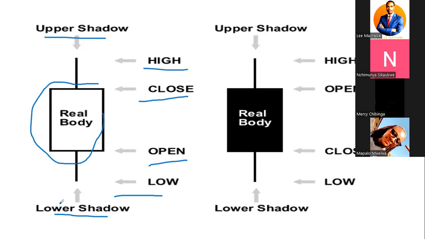White and green, representation of buyers. Black and red, representation of sellers. So in this case, when we're looking at the lower shadow, this is also known as a wick. It shows you a section.